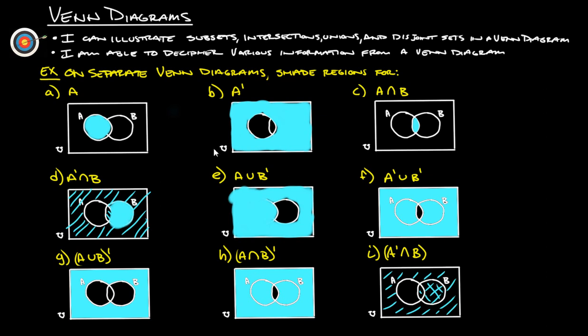Let's see if I can get my little bucket tool to work here again. All right, there, good enough. So that would be A prime intersect B.